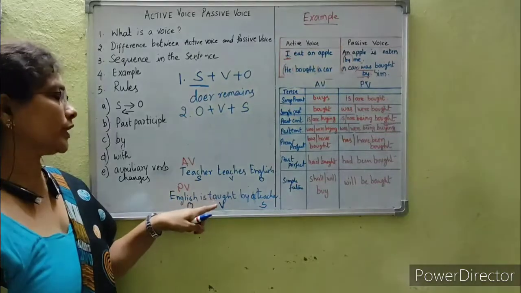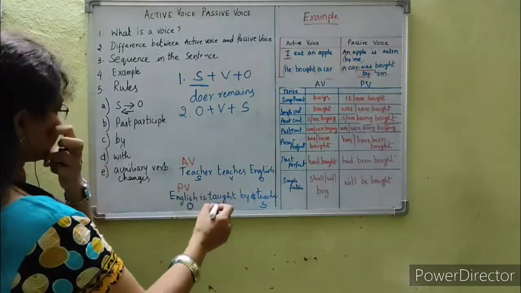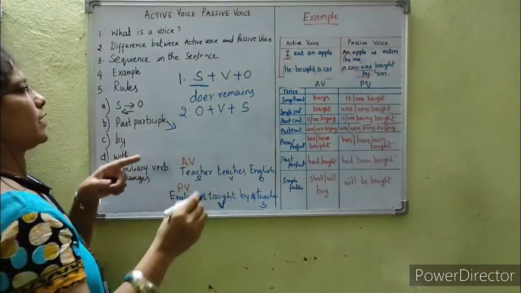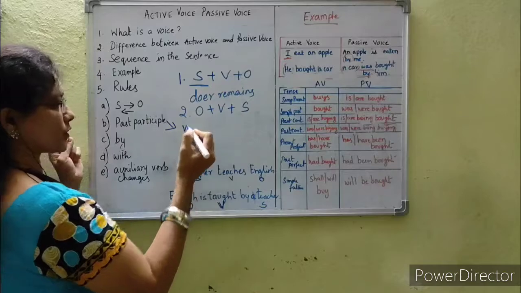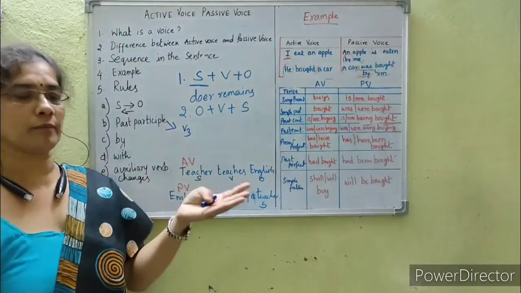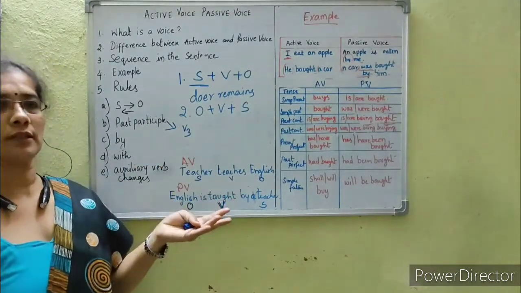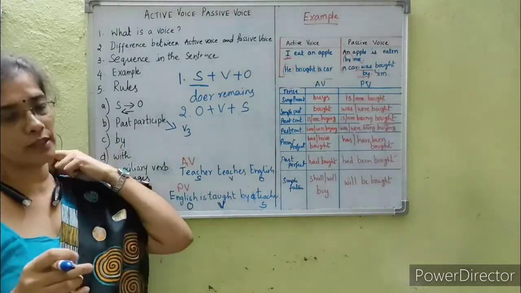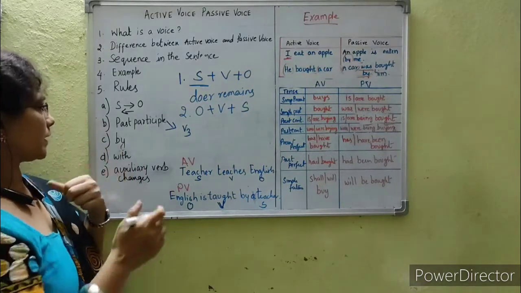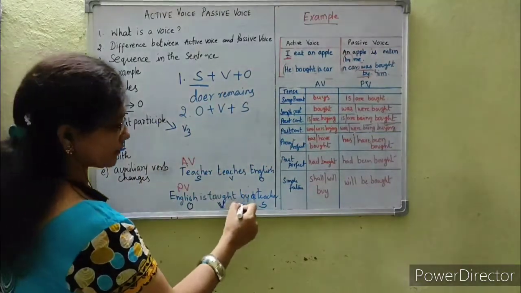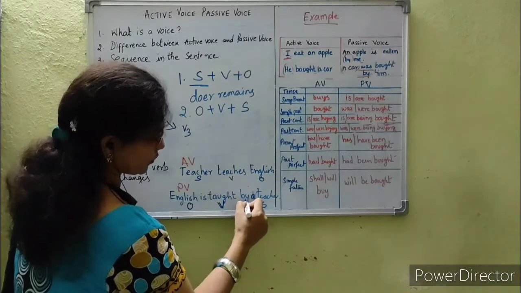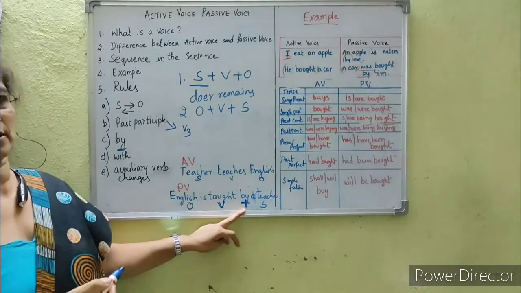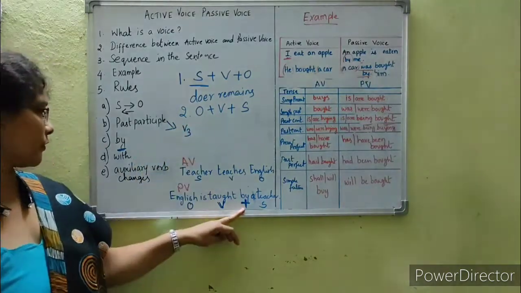So this is the V3 form. We use the past participle, or V3 form. So for the V3 form you can say bought, taught, like that, which comes in the third position in V1, V2, V3 forms. Along with that we are using by. We may also add with or from. It may differ based on the sentence. That will go in a higher order of it.